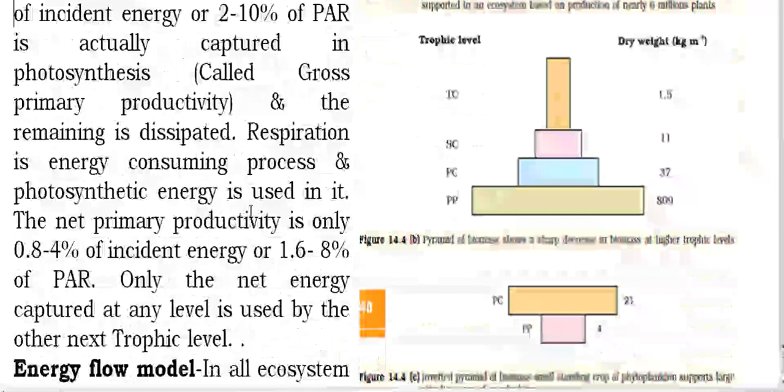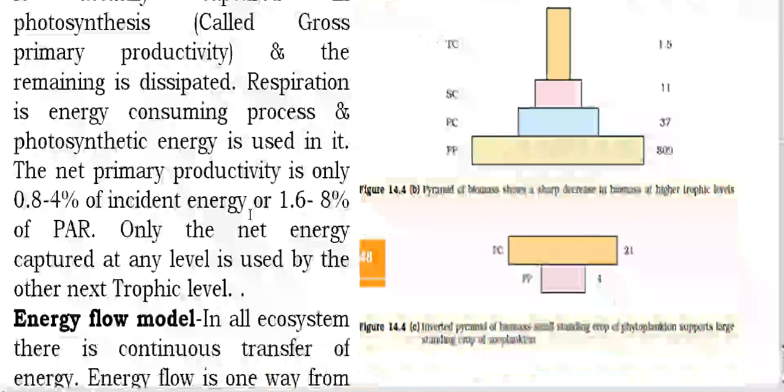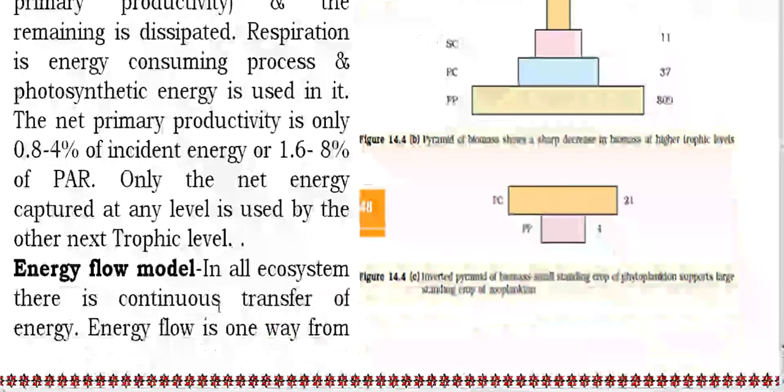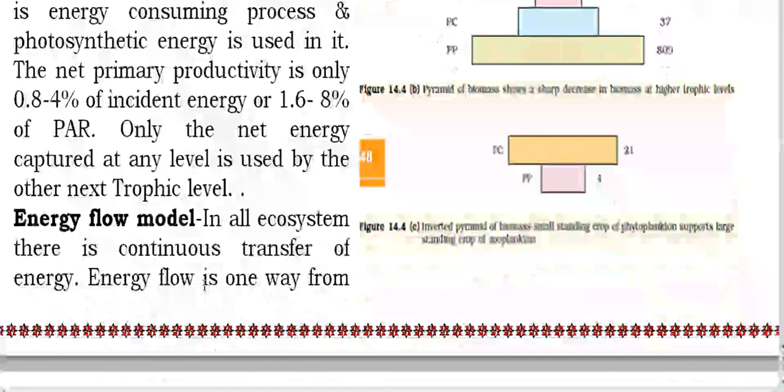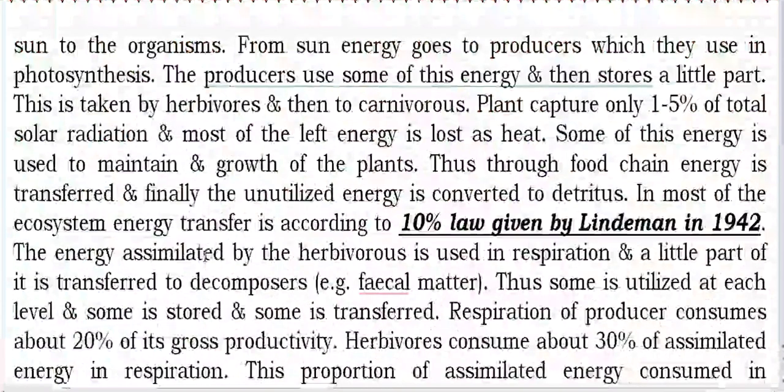This energy is utilized in respiration and in other activities of the plant. Then there is the energy flow model. In all cases, energy flow is unidirectional. There is no backward flow of energy.